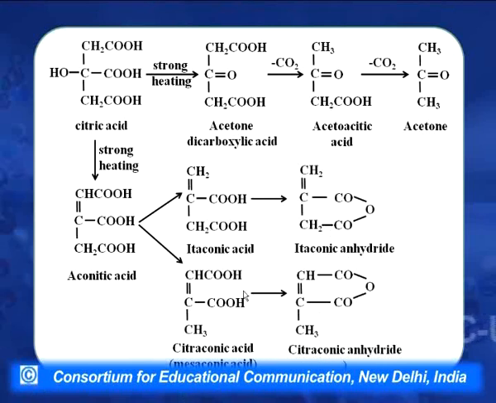These compounds here, citraconic acid and mesaconic acid, are actually geometrical isomers, but once they form the anhydride, that will be formed only from the cis isomer and not from the trans. So, we get only citraconic anhydride.